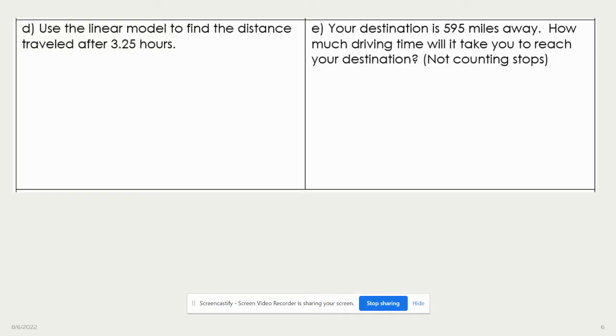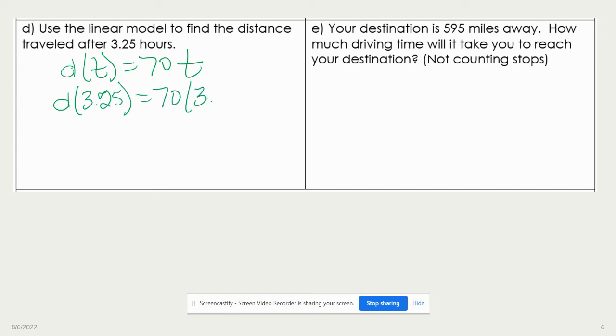Use that model to find the distance traveled after 3.25 hours. And so we're still using this. We're plugging in 3.25 for t. And so in my calculator or in my head, whichever way you want to go, 70 times 3.25 is going to be 227.50 miles.